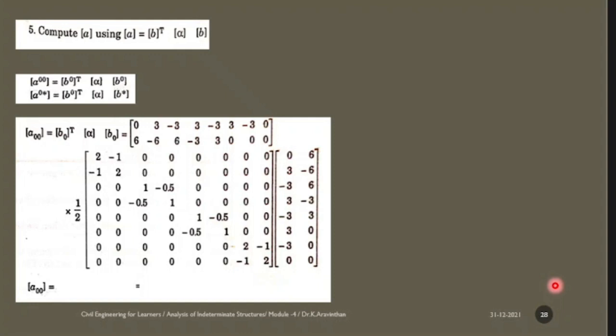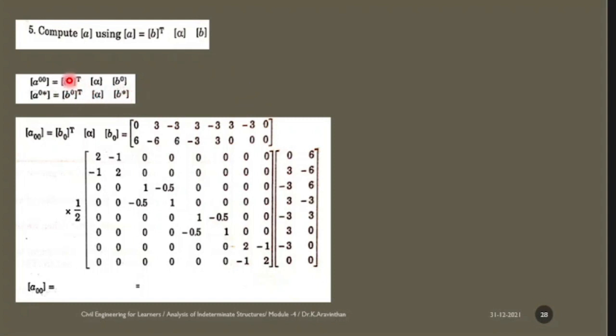Next one, compute the A matrix. Step number 5 is the A matrix, which consists of A naught naught and A naught star. How to find that? The formula is B naught transpose, alpha and B naught. If you want to find A naught star, the formula is B naught transpose alpha into B star.